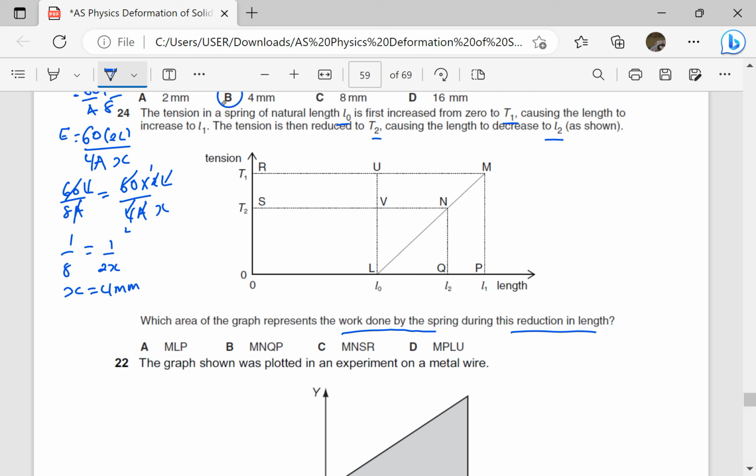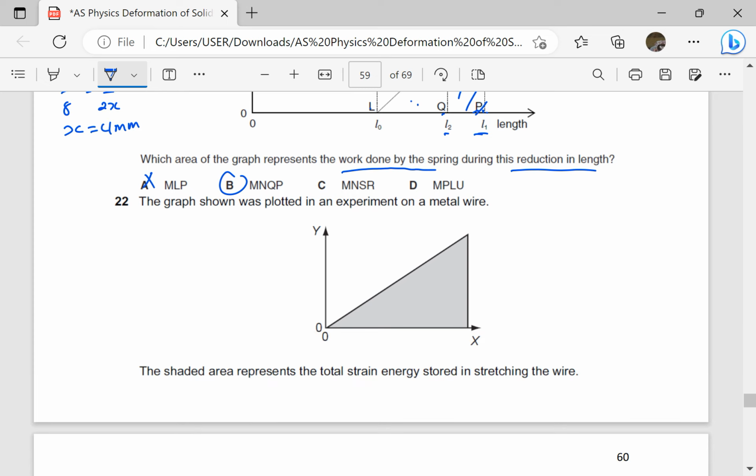So any area with the vertical axis is going to be out. We have MLP. MLP, that one is this. Remember, the change in length is L2 and L1. Change in tension is that. So MLP, that is out because it is involving this part of the graph. MNQP. I think this is the correct answer. This is the area that we are talking about. MNQP, that is the area which represents the work done by the spring during this reduction.